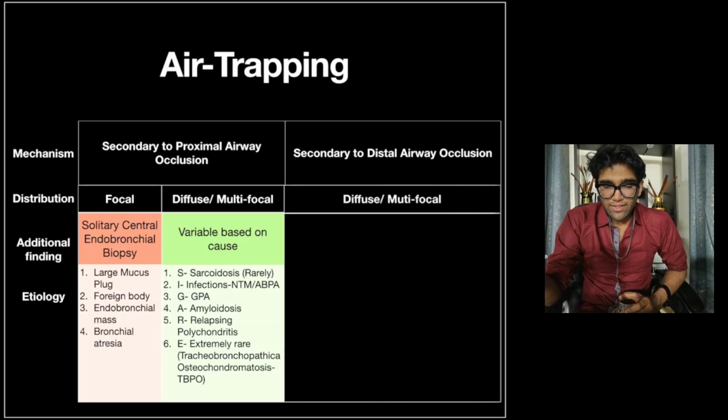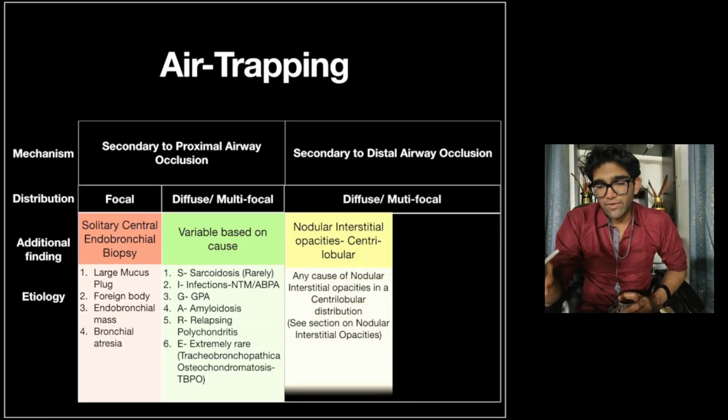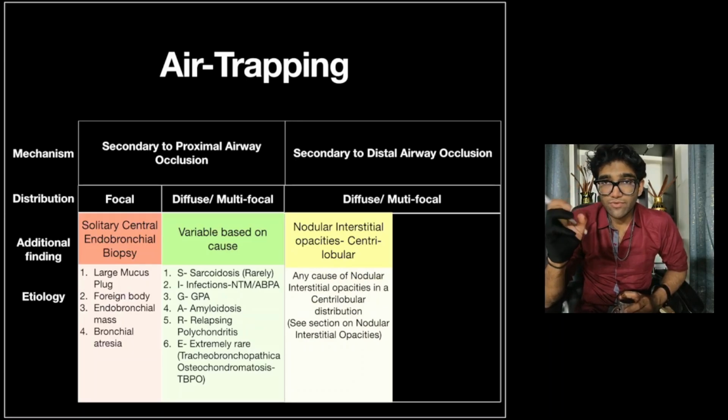Now, the other thing that might happen is you may have a distal airway occlusion. Obviously one prominent situation in which that is there, we've already discussed in our previous HRCT discussion, is a centrilobular nodule. So this would obviously be a centrilobular nodular interstitial pattern due to obstruction of the airway, not due to involvement of the pulmonary artery branch.